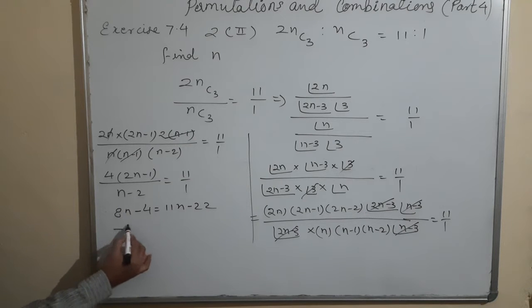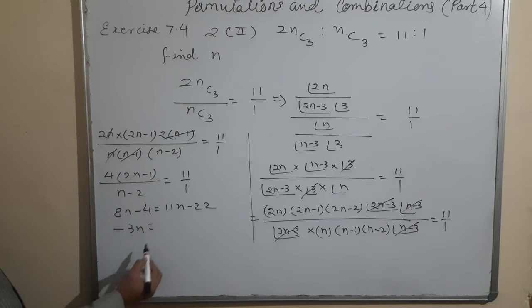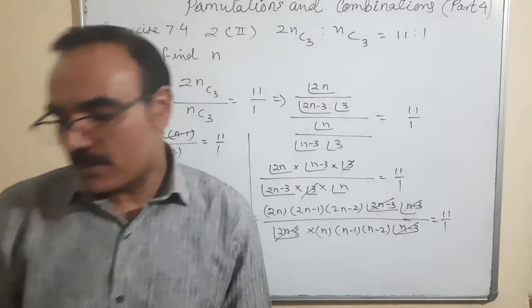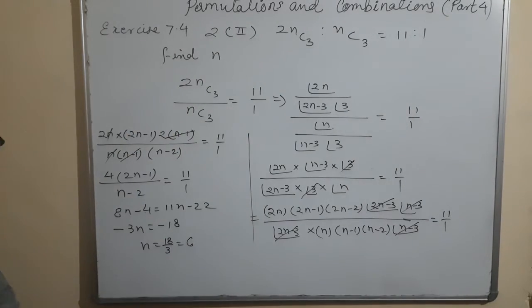8n minus 11n is minus 3n, which is equal to minus 22 plus 4, that is minus 18. So n is equal to 18 upon 3, that is 6. Therefore the value of n is equal to 6 when this ratio is equal to 11 ratio 1. Is it okay?